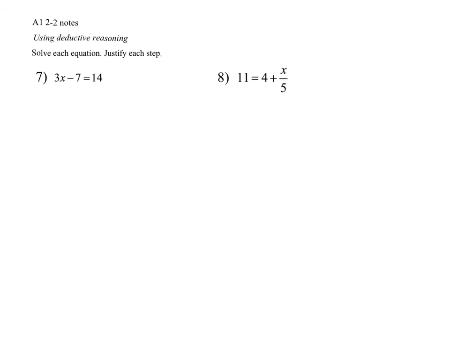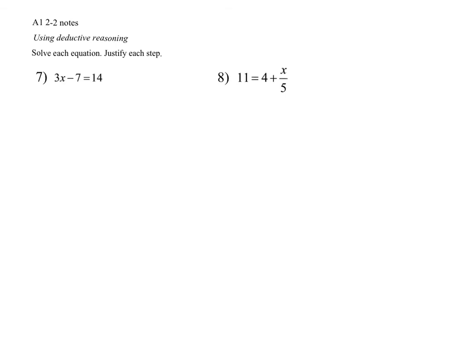Okay, so for number 7 and 8, we're going to use something called deductive reasoning. In math, it's one of our ways to use higher order thinking. What we're going to do is actually complete each step, but when we do that, we are going to justify each step. So it's not just actually completing the math. You're going to have to actually explain or defend what it is that you're doing. And so here we go.